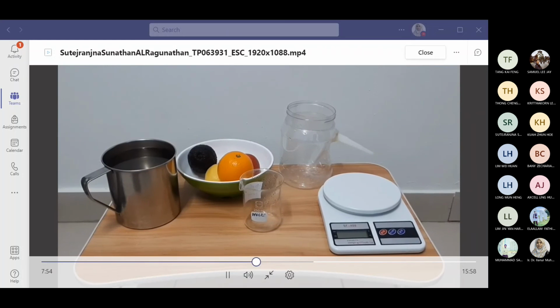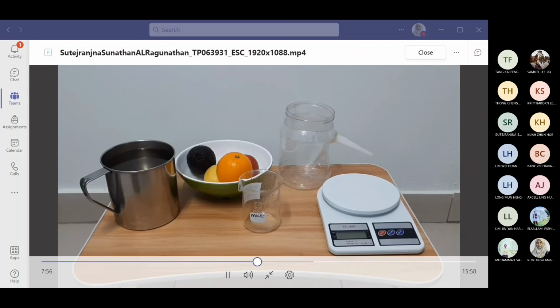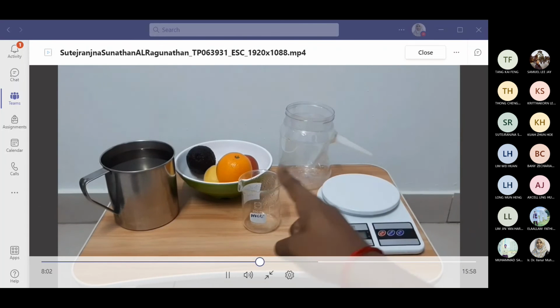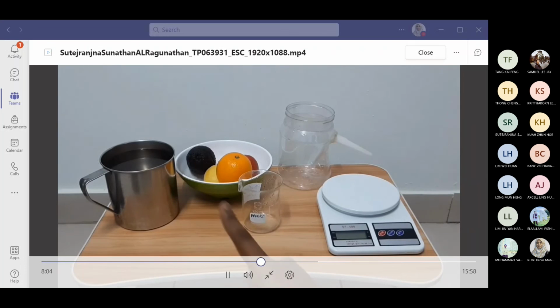Okay, right now we're going to be starting with the second experiment, and these are the things that we need. Firstly, we need a eureka can, objects, a beaker, water, and something new, which is the weighing scale.